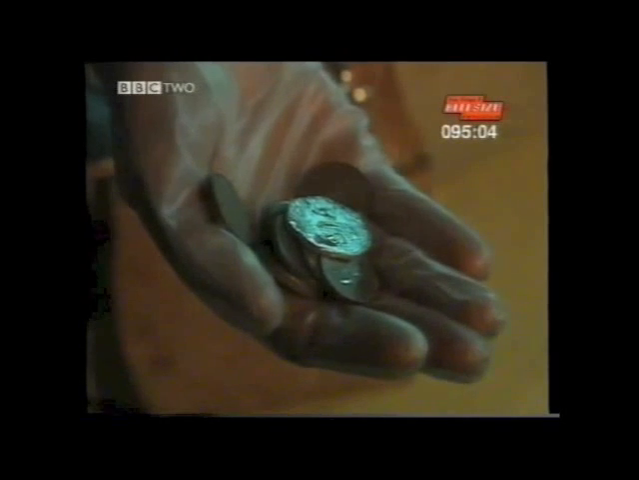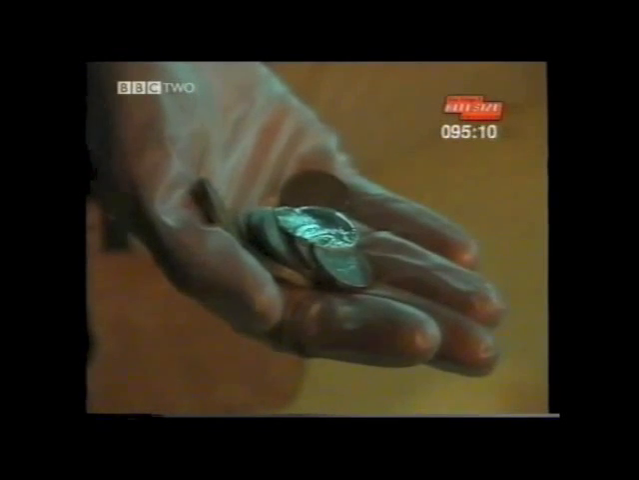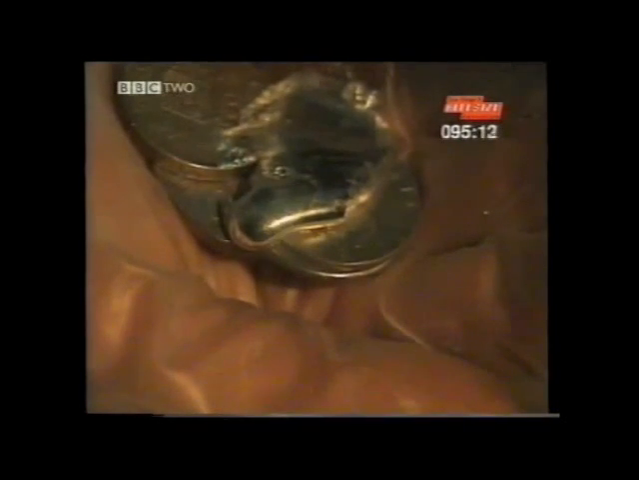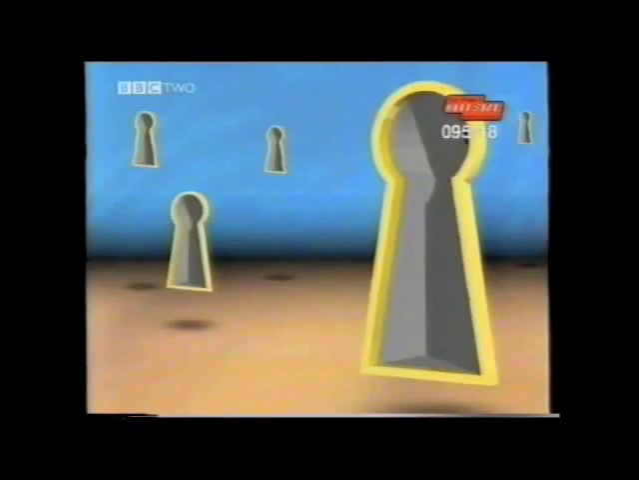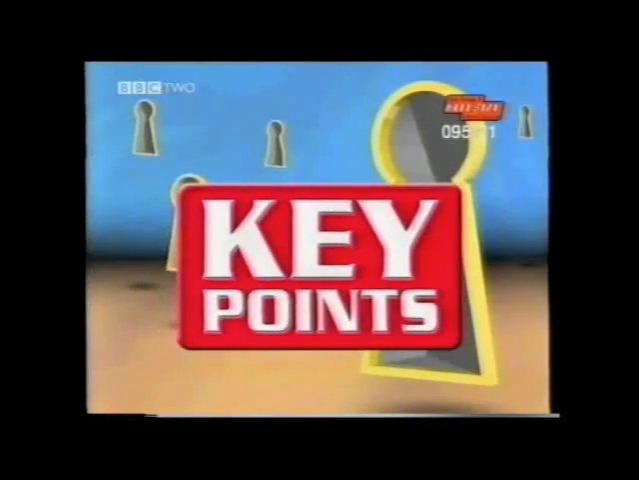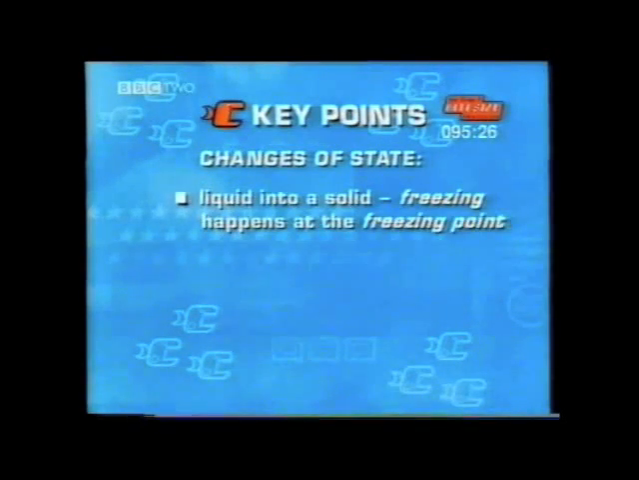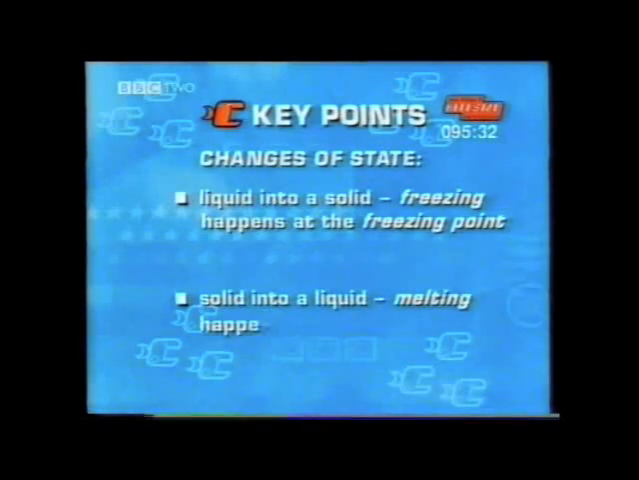This coin is made out of the metal gallium. It's a solid at room temperature. But gallium metal melts at 30 degrees. My hand is warm enough to melt it. So the change of state from liquid to solid is called freezing and happens at the freezing point of the liquid. And the change of state when a solid is heated and becomes a liquid is called melting, and this happens at the melting point.